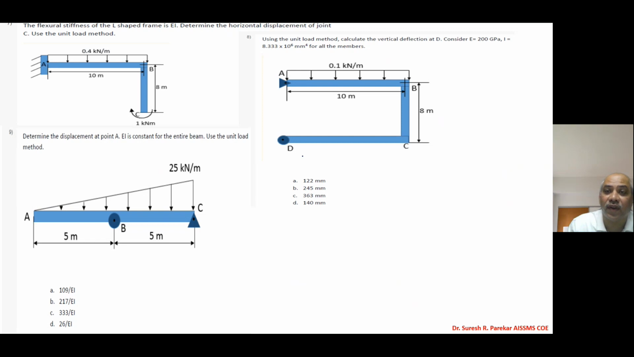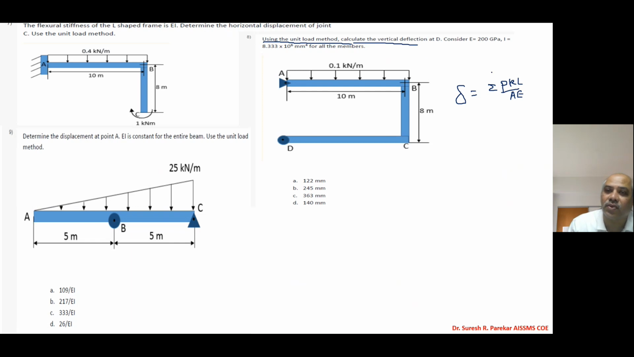Now here we have to find deflection, and we know the formula from Castigliano's first theorem. So we have delta equal to summation PKL upon AE. This is of interest. Now what will happen in the case of these beams? Then you have to apply a unit value. So you can see here they have mentioned, using unit load method, calculate the vertical deflection.